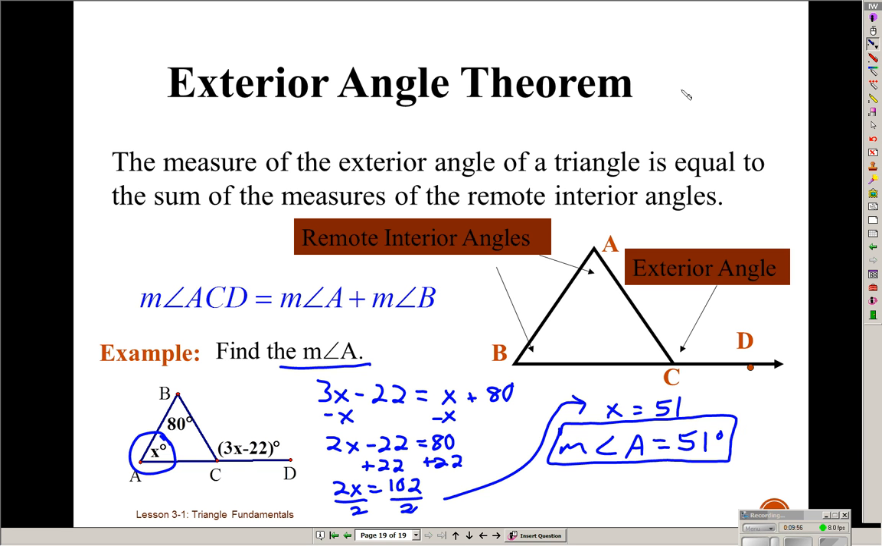So you know your ways to name a triangle, you know the types of triangles. Remember that the three angles of a triangle add up to 180. And remember that the exterior angle is the sum of the remote interior angles.